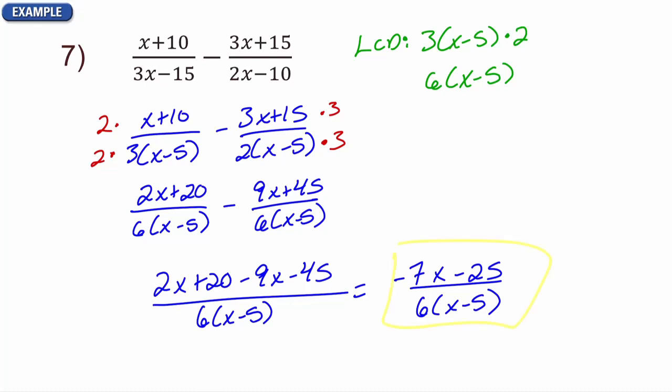One of the reasons why I like to keep my denominator in the factored form is because if this 7x minus 25 had been factorable, like if it had been 7x minus 28, I would maybe take out the 7 to see if I then have a common factor, but I don't, so I'm not going to.